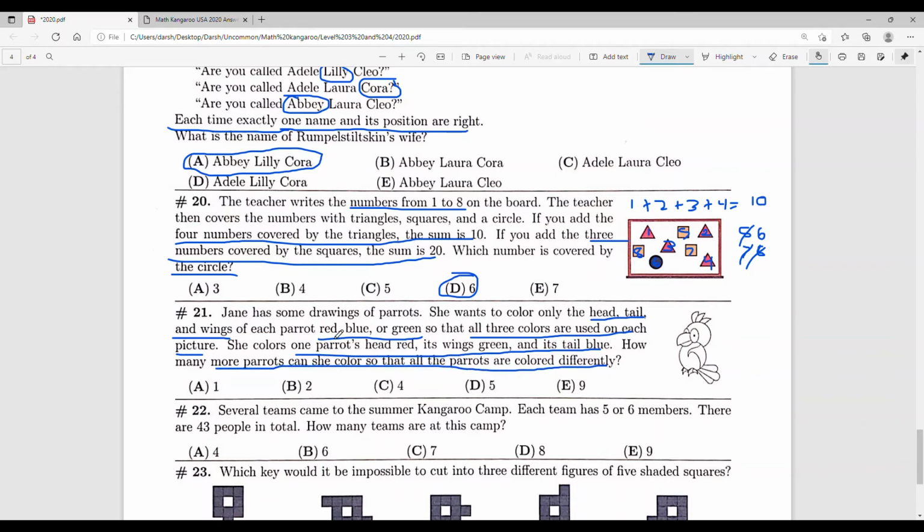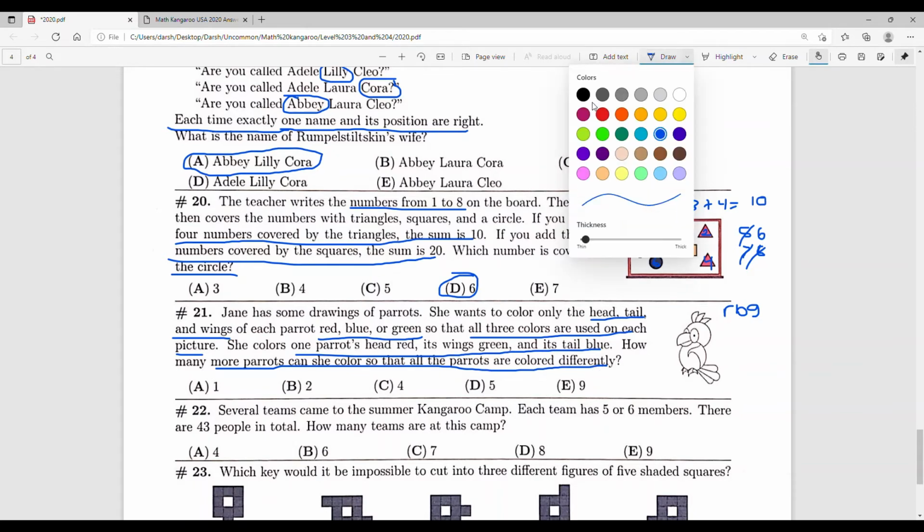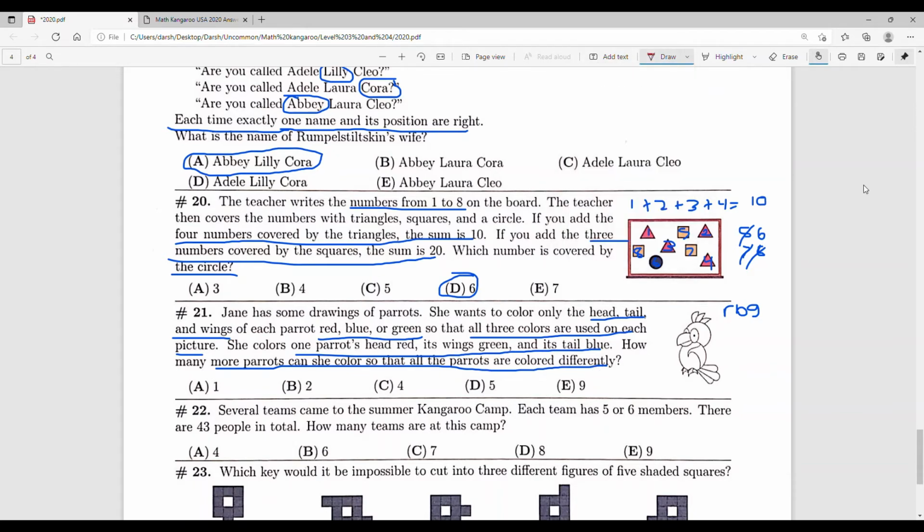So let's list down the first possibility. The first one she did was R, B, G. But this will not add to our total because it says how many more parrots can she color differently. So RBG is just the first one she did, but when we're counting how many more she can do, we'll start from the one after that. So let's start by rotating B and G. So we have R, G, B. That's another possibility.